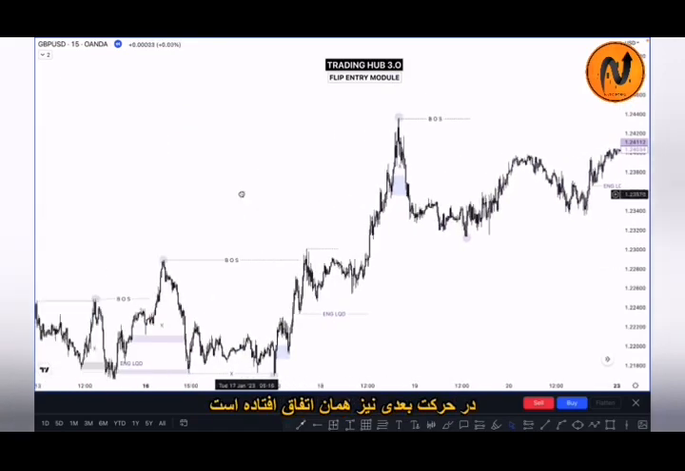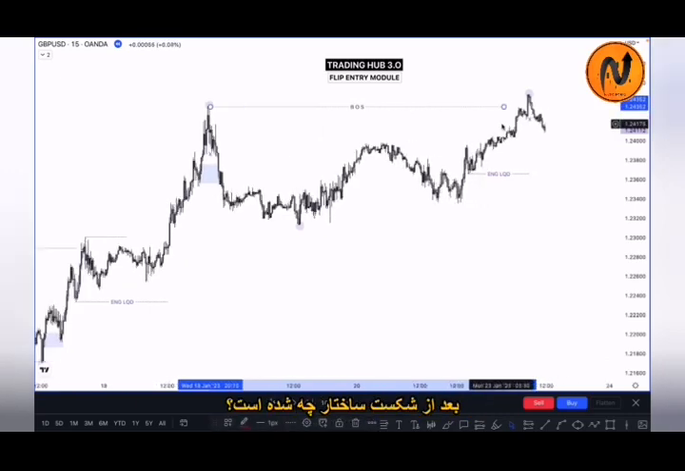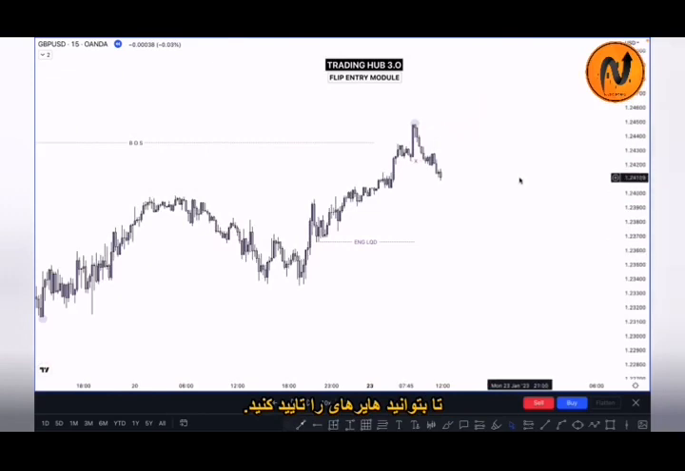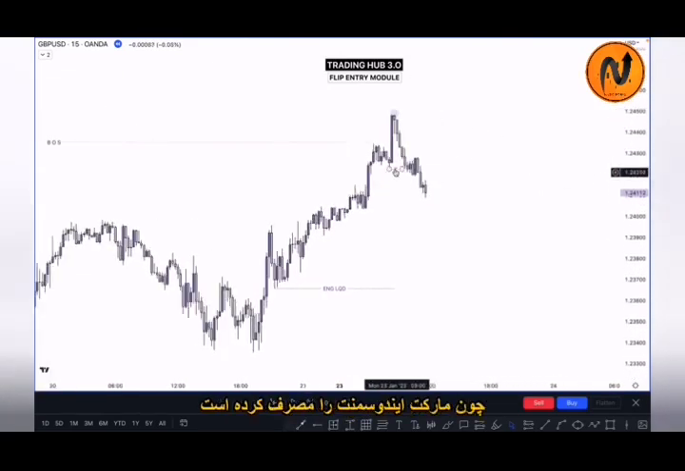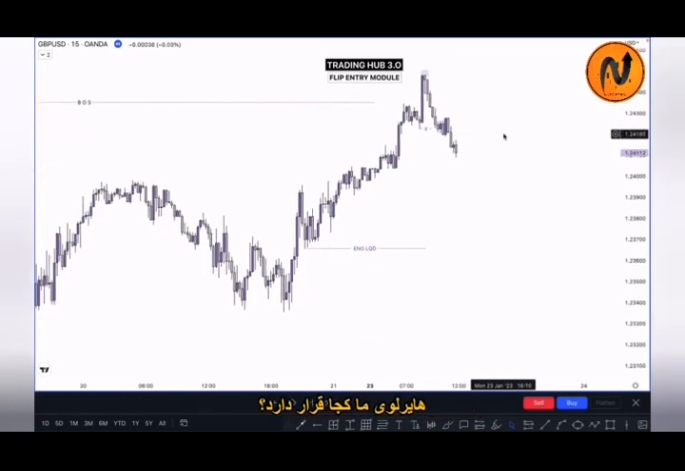Same thing happens here in the next attempt. Again the market breaks the structure here, and after the break of structure, what happened here? You need a valid inducement, you need a valid pullback before confirming the higher high, right? So what happened here, this one is our confirmed higher high because the market took out the inducement. So where is our first pullback in this case, and where is our higher low?